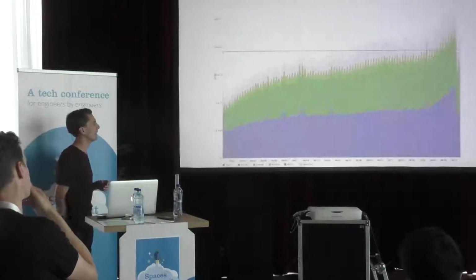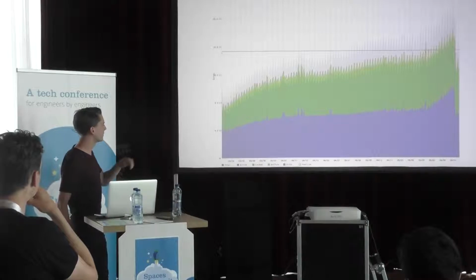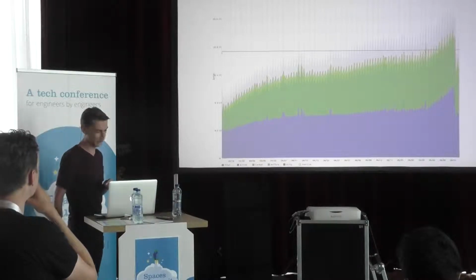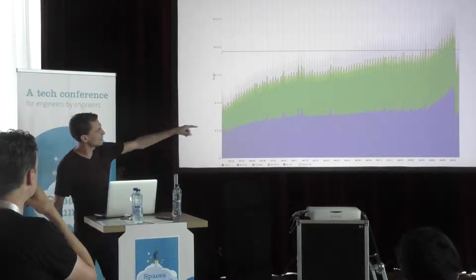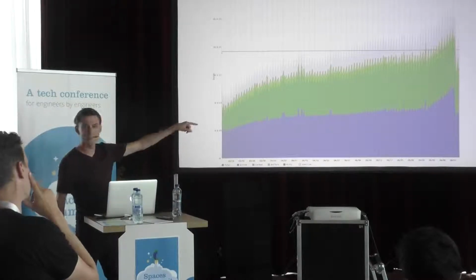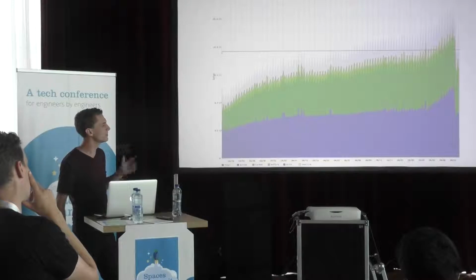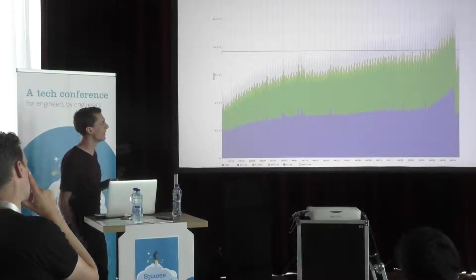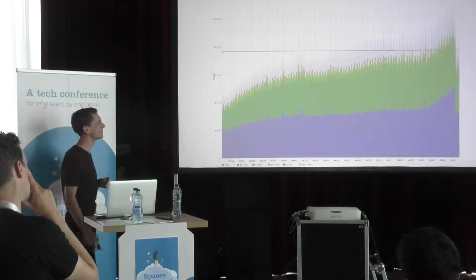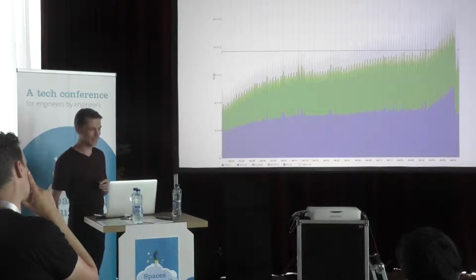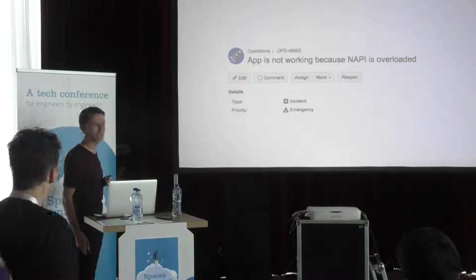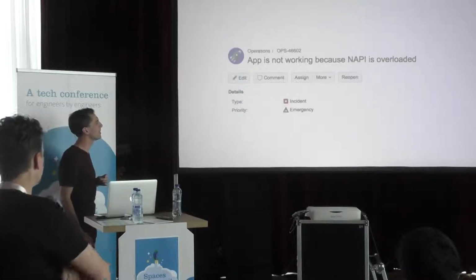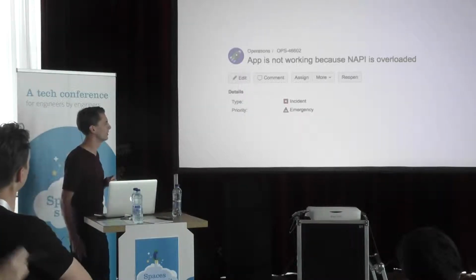Next one. This is a graph of our total memory from last spring, I think. And you can see at the end there that something is happening. Something that looks like a memory leak. Which it was. And when that happened, this nice ticket was created by SRT: App is not working because NAPI is overloaded. Emergency.